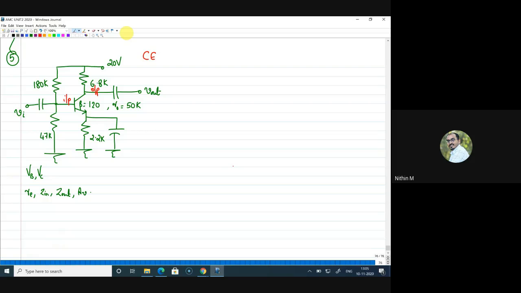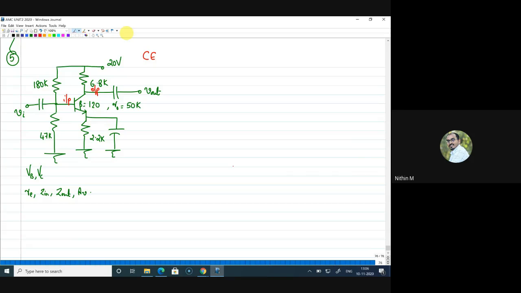Okay. Now, why I am telling that I will see that after some time is because the amplifier configuration is determined by looking at the input and output, but at the same time we have to see the AC equivalent or the small signal equivalent of the circuit.